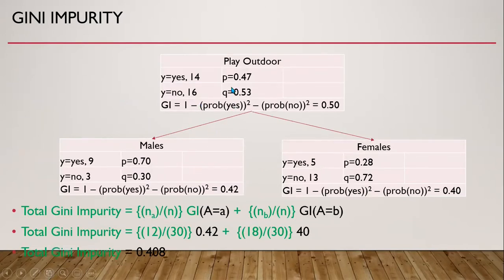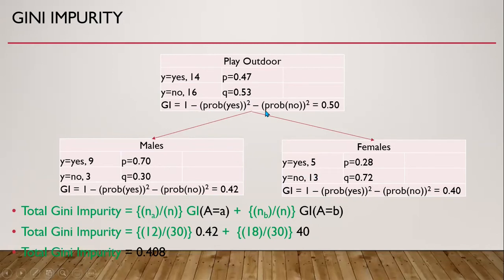So let us take an example. There are a total of 30 students and we want to decide whether they play outdoor or not. One of the attributes is gender. If we divide the students on the basis of gender as males and females, then out of the 12 males, 9 play outdoor games and 3 do not play outdoor games. Out of the 18 female students, 5 play outdoor games and 13 do not play outdoor games.